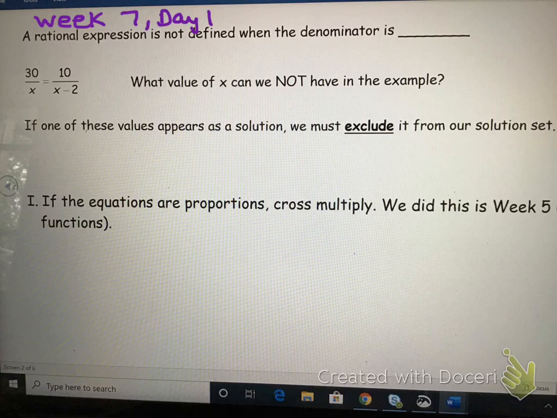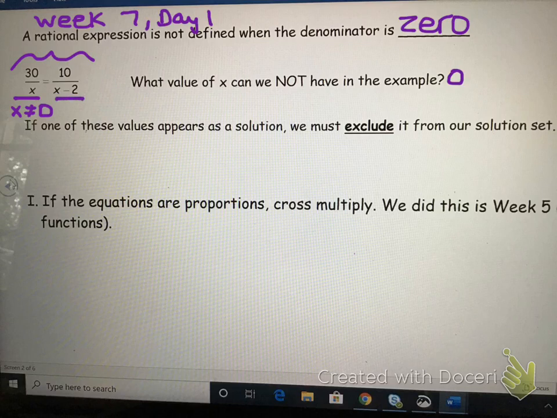So the first thing to remember is that rational expressions are fractions, and fractions are going to be undefined when your denominator is 0. In the case of this proportion that we've been given right here, this denominator is just an x. That means x can't equal 0 because that would make that denominator 0. So we cannot have 0 for x in this example.